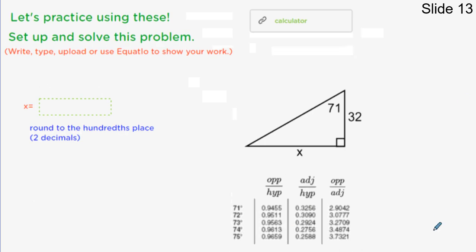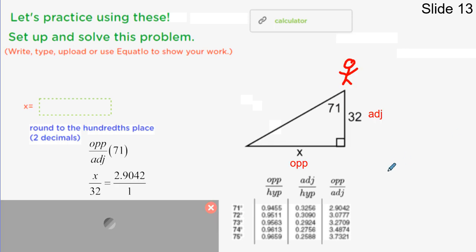All right, let's take a look at another one. I see I've got this right triangle, and I'd have to be standing at the 71-degree angle, so I'm going to focus on that part of my table. I also see this length of x that's opposite of where I'm at, and 32 is next to, adjacent to where I'm at. So I'm going to have to work with that opposite over adjacent part of my triangle. So again, if I look at the 71 degrees for opposite over adjacent, I see I need that 2.9042 as the other piece of my proportion.